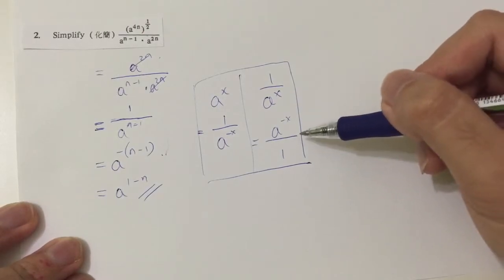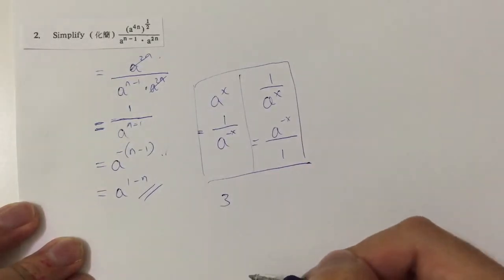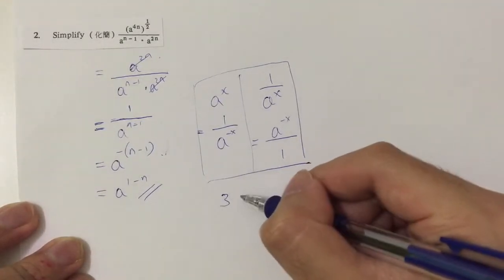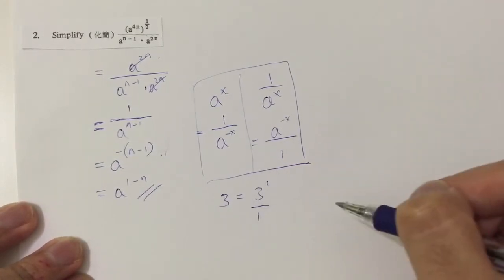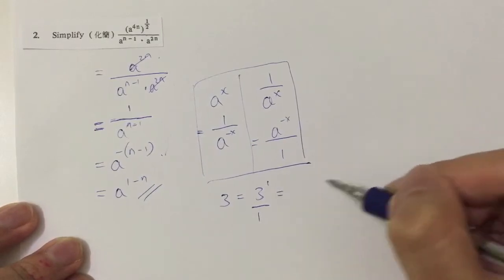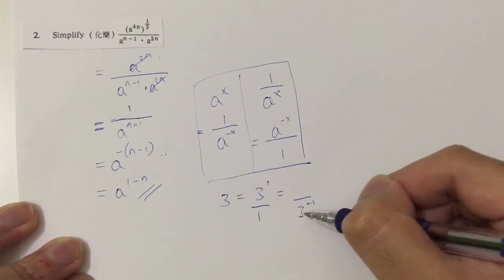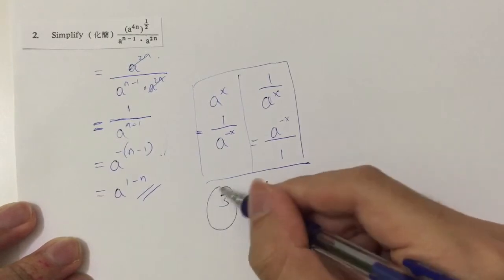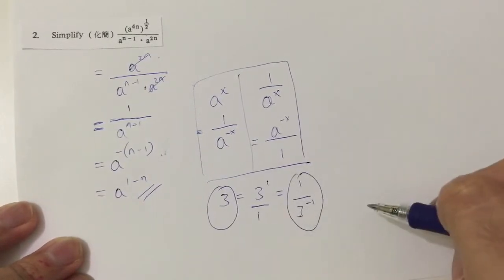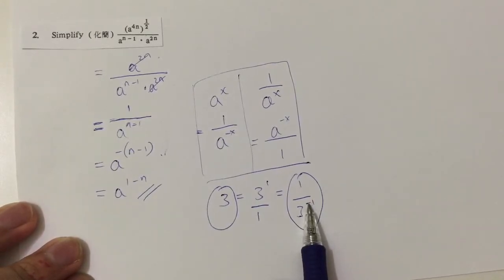So, let me give you one more example. Let's say we have 3. This is a real number. Well, we can treat this as 3 to the power of 1 over 1. Well, in order to move this to the bottom, we quite simply put a minus at the index. So this is exactly the same as this one. So 3 move to the bottom and gain a minus sign at the index. Okay.